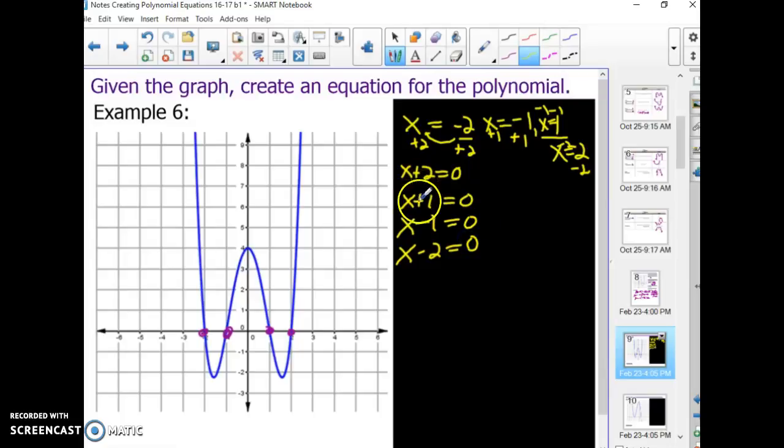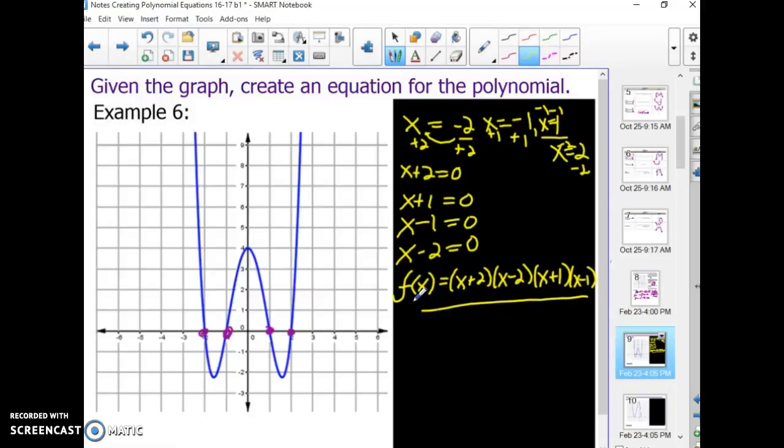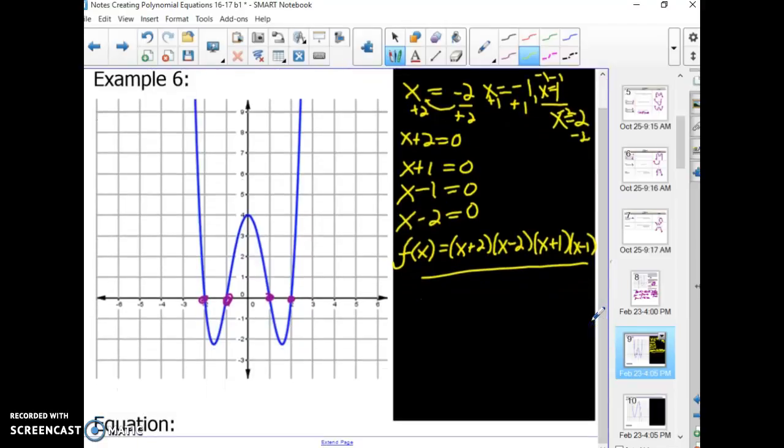I have 1, 2, 3, 4 factors. F of X. I get X plus 2, and I'm going to group it with an X minus 2. And then I have an X plus 1, and I have that X minus 1. That is one equation in factored form. But if I need to go to standard form, I need to multiply them all together.